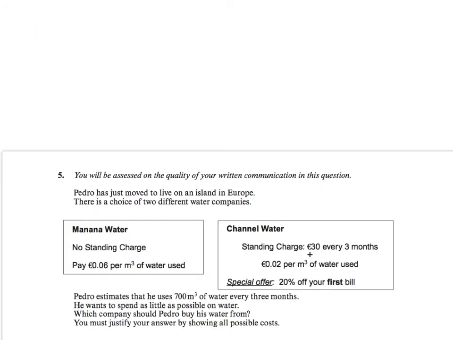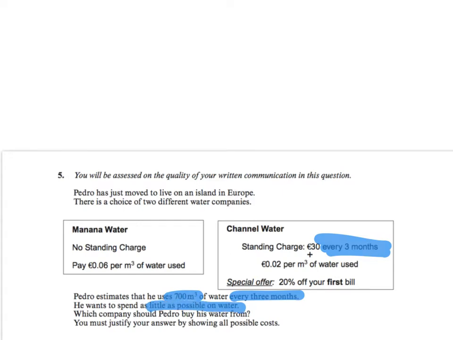Okay, so I'm assuming that you've read the question in your own time. I'm just going to go through this answer. Okay, the key bits in the question are that Pedro uses 700 metres cubed of water every 3 months, and I think these come every 3 months. Yeah, so everything's sort of matching up here, which is fine. He wants to spend as little as possible, don't we all, on bills. Which company should he go for?